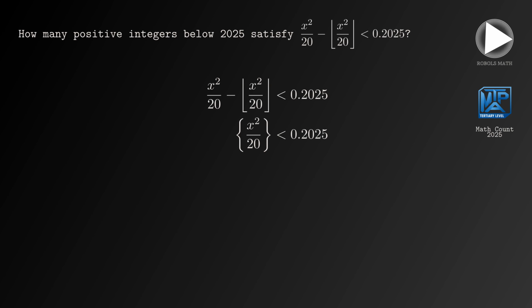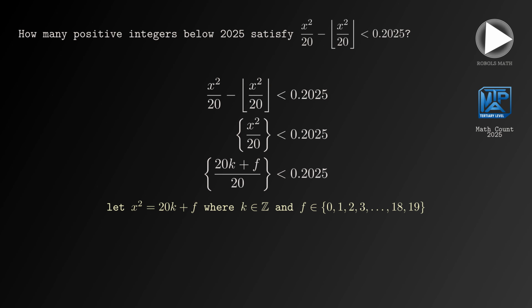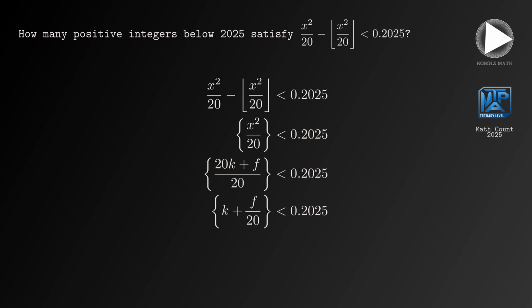The expression x squared over 20 becomes an integer only when x squared is a multiple of 20. Hence, we let x squared be equal to 20k plus f, where k is an integer and f is a non-negative integer below 20. In other words, f is the remainder when x squared is divided by 20. Using this representation, we can rewrite x squared over 20 as k plus f over 20.